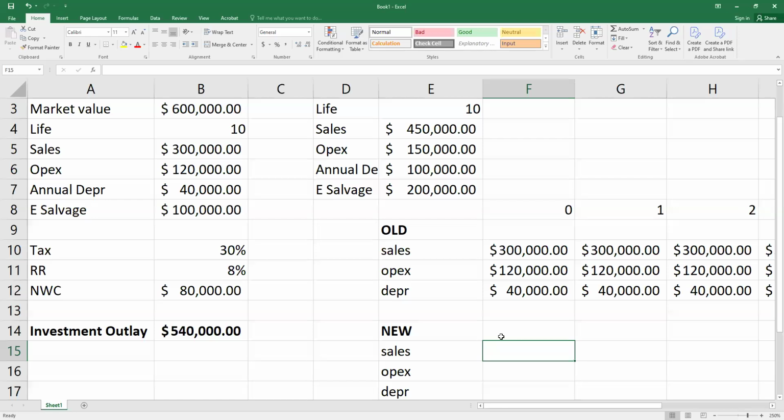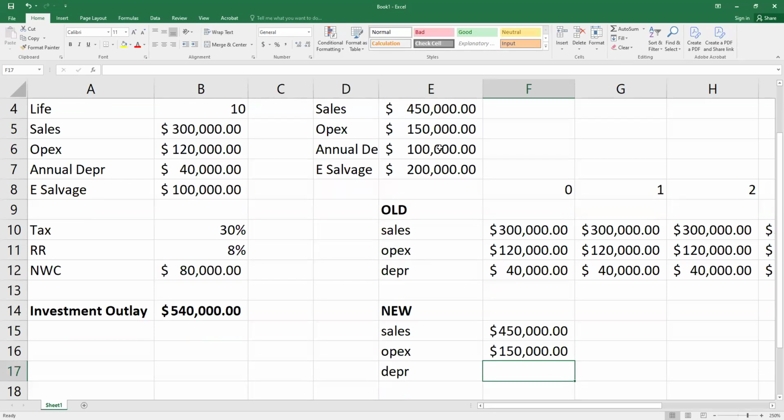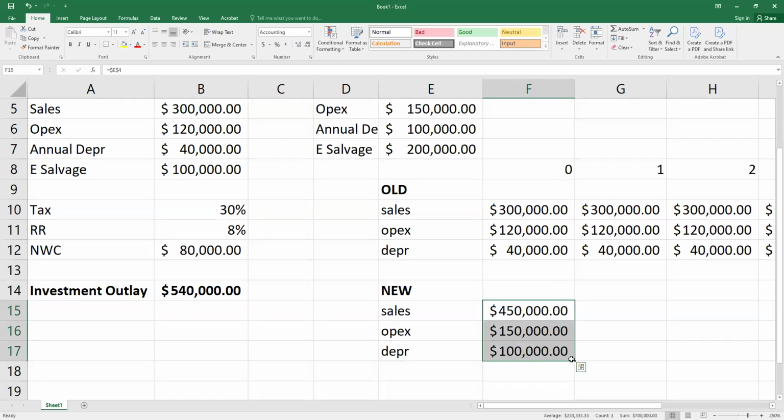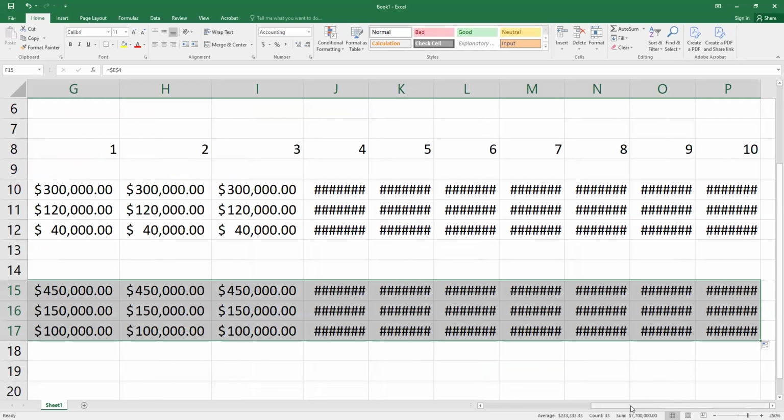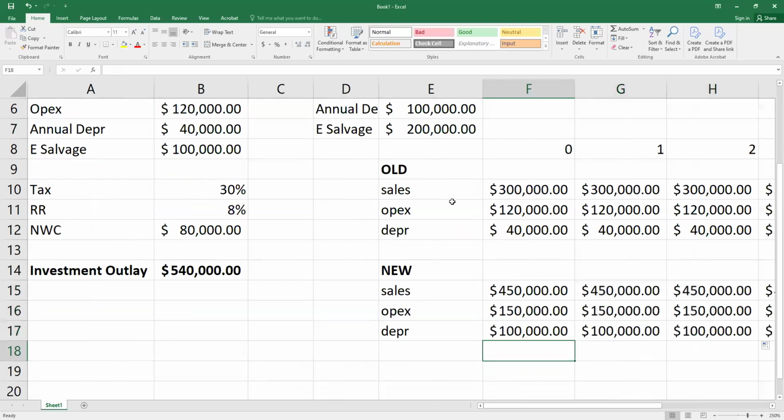So the cash flow projection has three steps. Estimation of the investment cost, estimation of the cash flows, and estimation of the terminal value of the cash flow, the non-operational cash flow. So the first we have done, now we are moving to the second one. So sales of the new, OPEX new, and annual depreciation new. And again, I pull it to the right. Okay. So that's what I have.